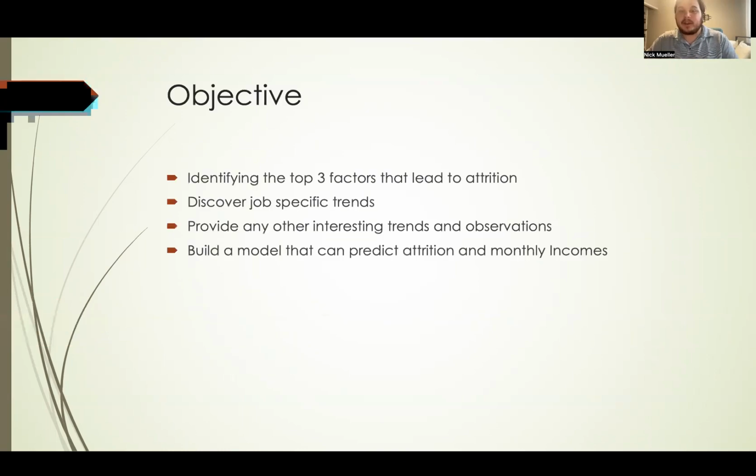I want to list the objectives that we had in mind when going through this data set. The first was to identify the top three factors that lead to attrition. Then we would like to discover job-specific trends, followed by providing any interesting trends we find along the way. And then to wrap it off, we are going to build a model that can predict attrition and monthly income.